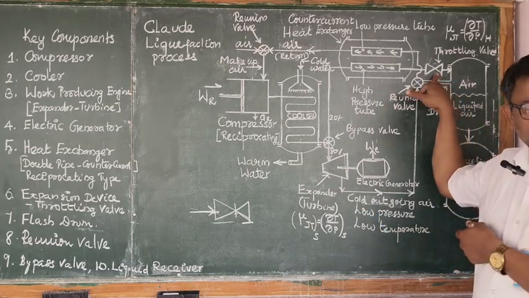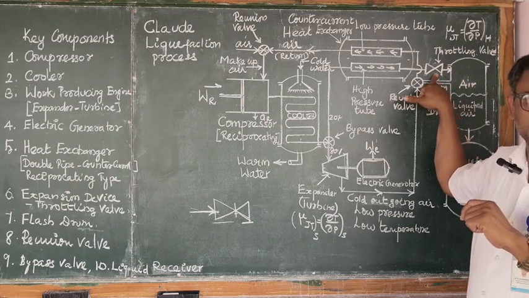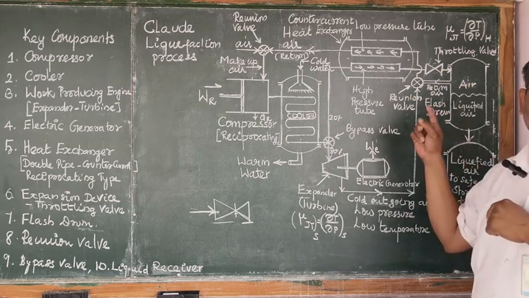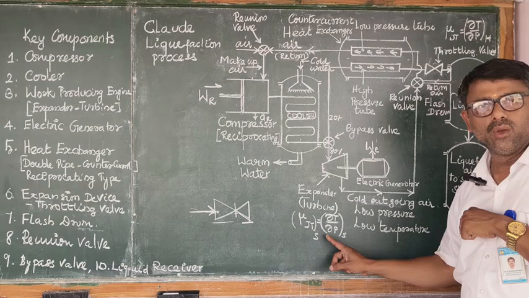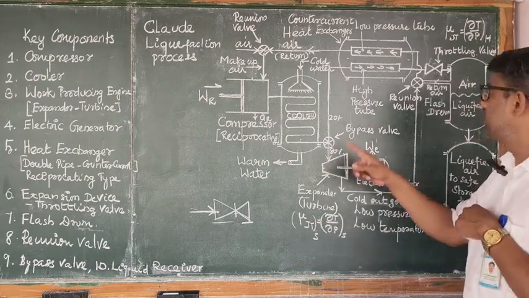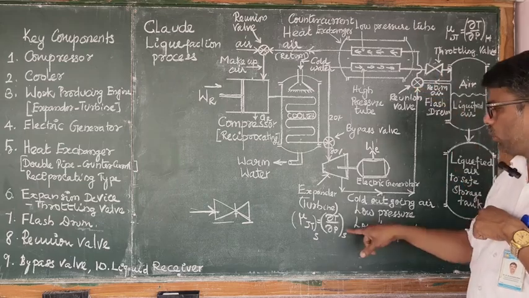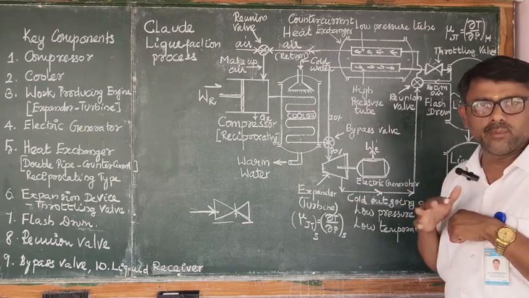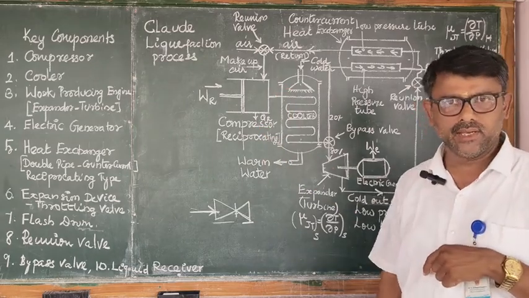In the other expansion, there is no suitable mechanism to convert the heat energy into work. This method is called the internal work method of cold production. This is the internal work method, and this is the external work method. This is isentropic expansion. This is isenthalpic expansion. Single compression, dual expansion. This is the working principle of the Claude liquefaction process. Clear? Thank you.